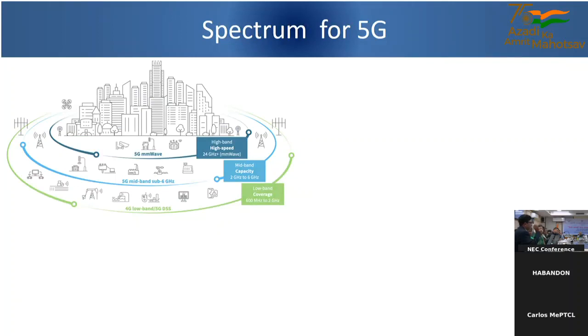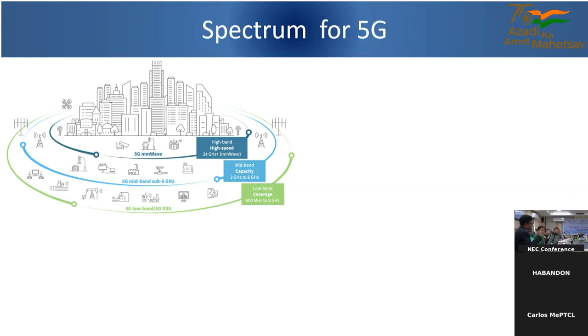Okay. The most important parameter for any mobile technology is the spectrum. So we had seen in 2G, 3G and 4G, for example, 2G system was utilizing just 200 kilohertz of channel bandwidth. 3G was using 5 megahertz. 4G was using 20 megahertz. But in 5G, it's a very, very bigger jump. So it will be utilizing a very huge chunk of spectrum.